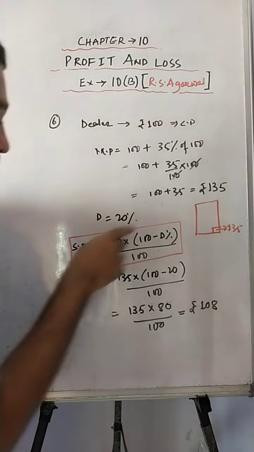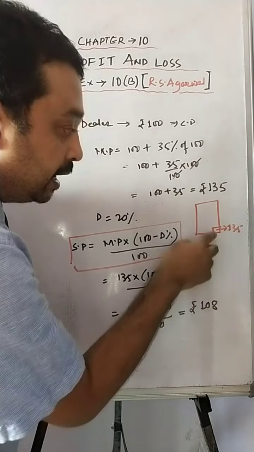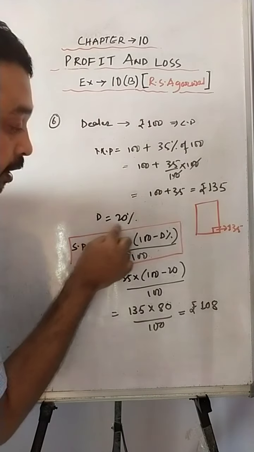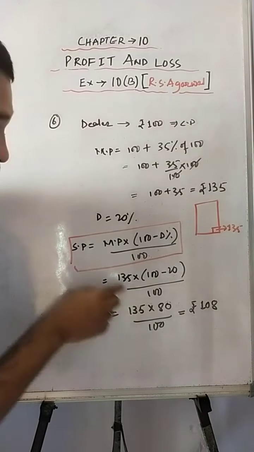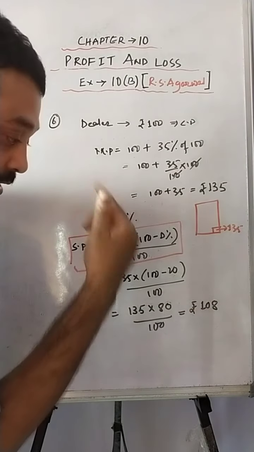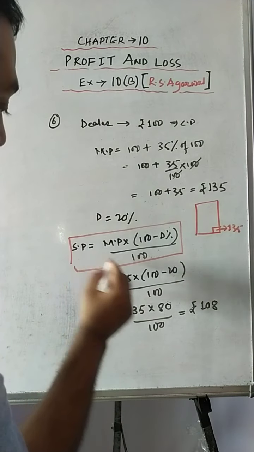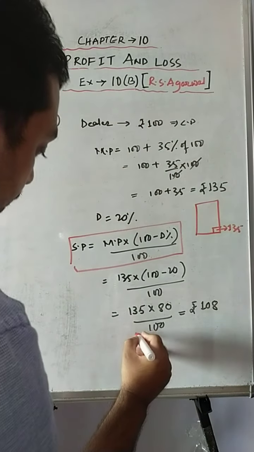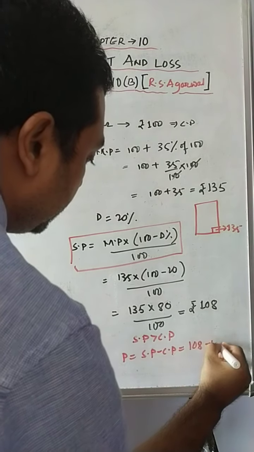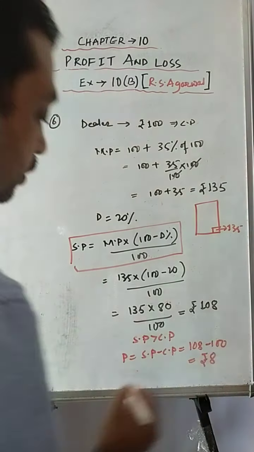So he is selling the article at the price of 108. He is showing the customer that it is 135, but he is not selling at this price; he is selling at this price after allowing a discount of 20%. Now the selling price of the article is 108. At what price did he buy the article? 100. Now you have to decide whether he is going for a profit or loss. Definitely he is making a profit because SP is 108 and CP is 100. So SP is greater than CP, and profit is equal to SP minus CP, that is 108 minus 100. So his profit is rupees 8 on the article.